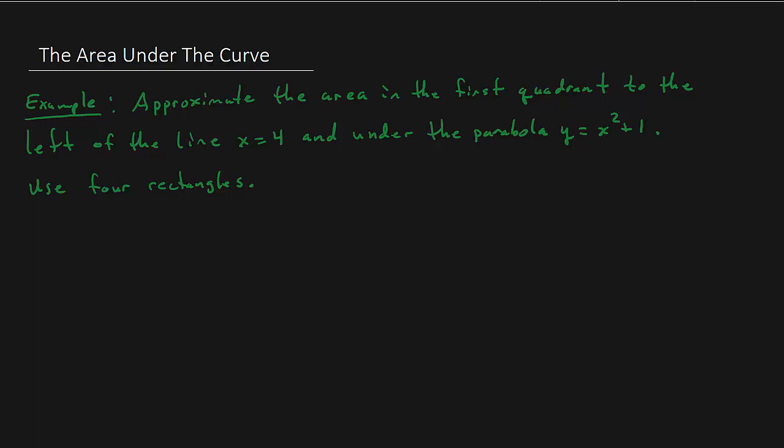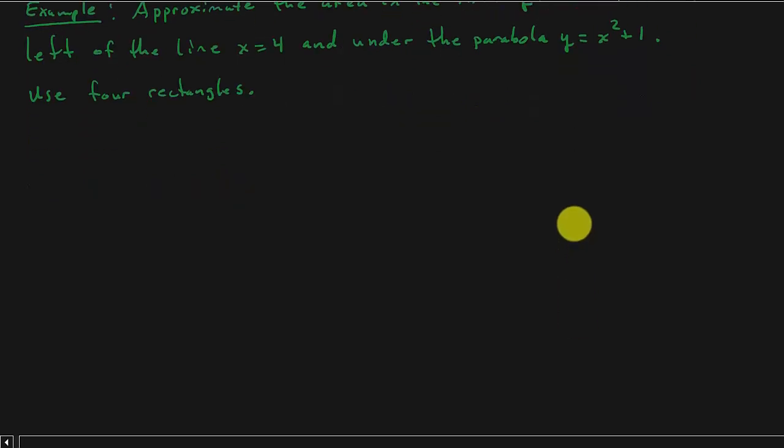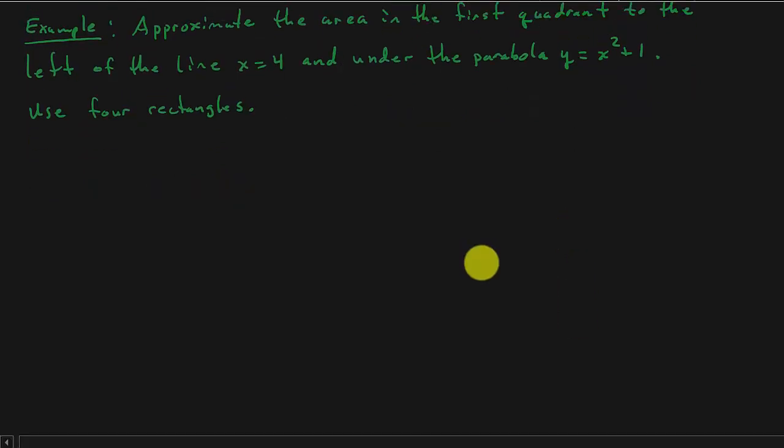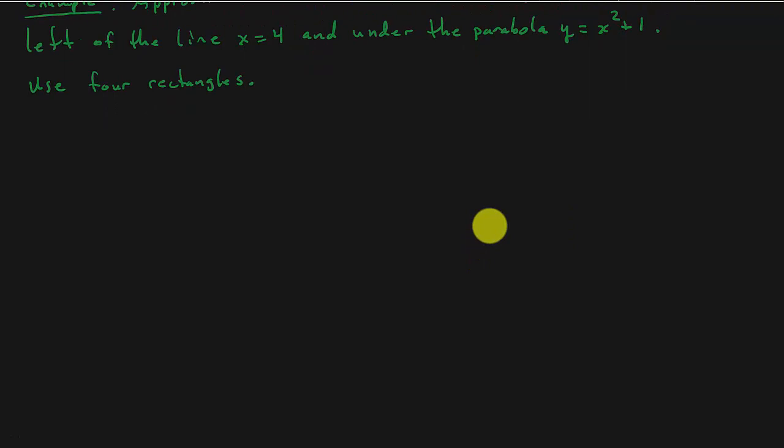All right, so it says approximate the area in the first quadrant to the left of the line x equal 4 and under the parabola y equal x squared plus 1. And it tells us to use 4 rectangles. So let's go ahead and take a look at this. So the first thing we want to do is graph it.